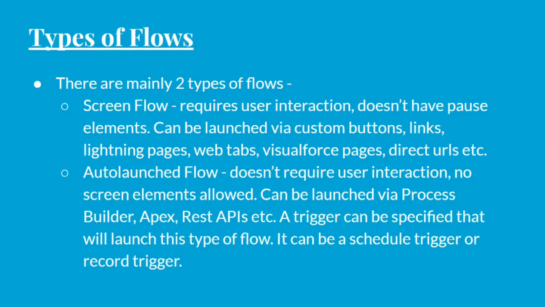So whenever a record is created or updated, or whenever you want to schedule it at a particular interval of time or at a particular day or a month, that can be scheduled. So this trigger will launch the flow on a schedule basis, or maybe whenever a record is getting created or updated. It depends on what the use case is.